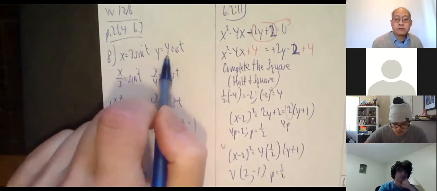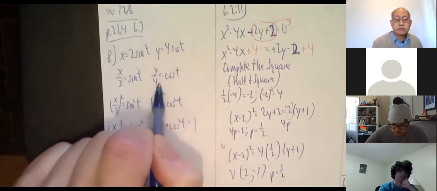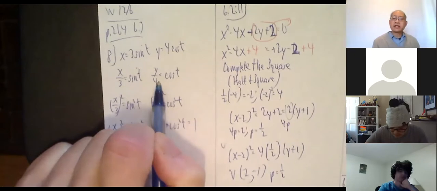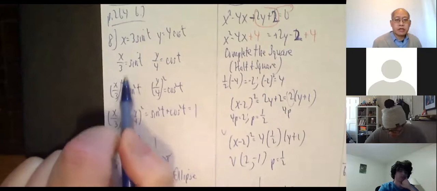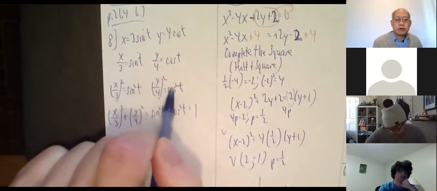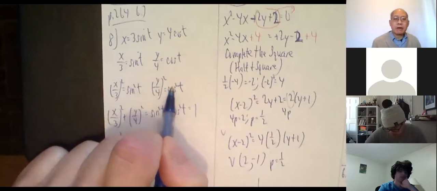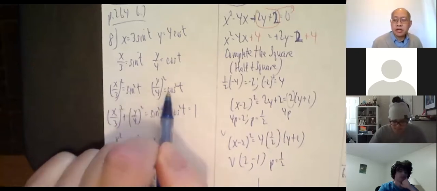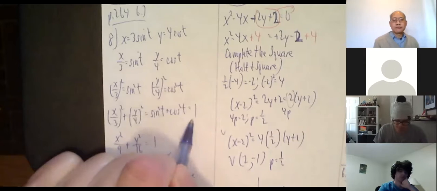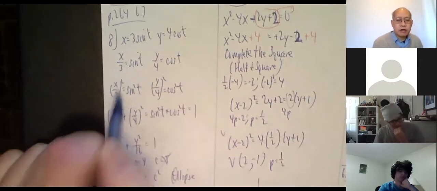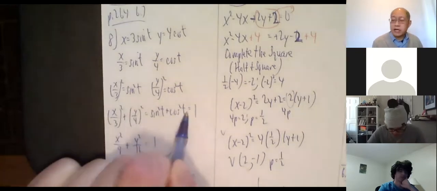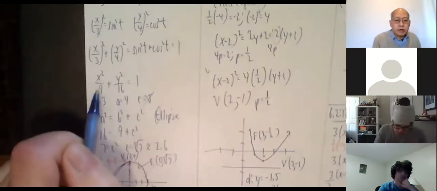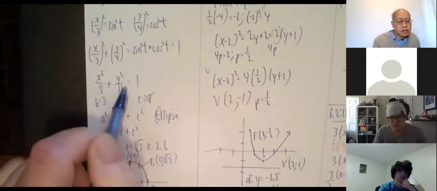I don't want the 4. Divide by 4. Then I square both sides. Right? X over 3 squared equals sine squared t. Y over 4 squared equals cosine squared t. Then I add them up, because when I add them up, I'll get sine squared t plus cosine squared t equals 1. There it is. So x over 3 squared plus y over 4 squared equals sine squared t plus cosine squared t, and I know that's 1. So that gives me x squared over 9 plus y squared over 16 equals 1.